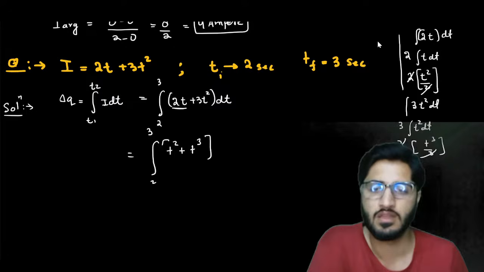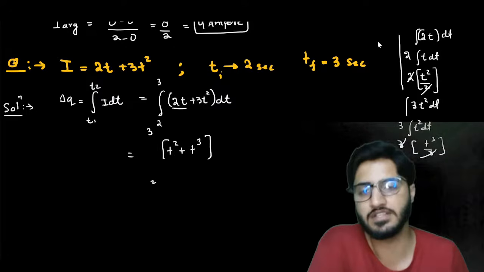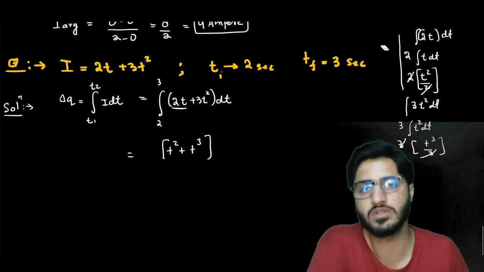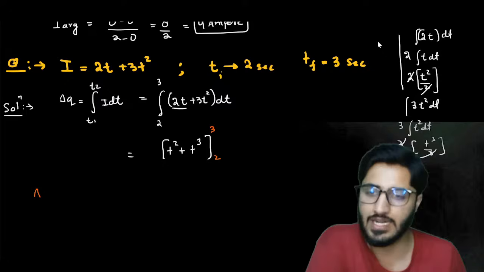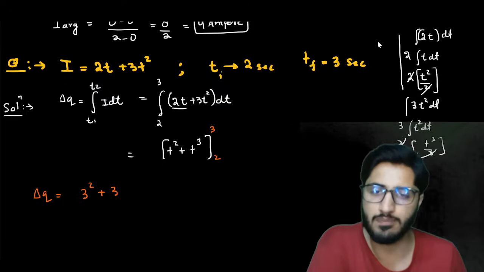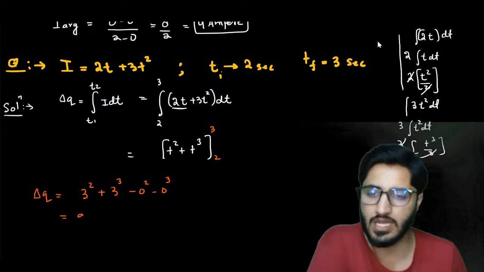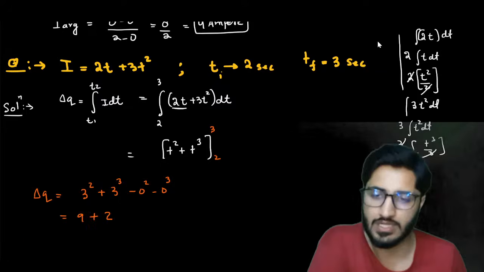So I don't need to write the integration sign now because I had done this one. Upper limit is 3, lower is 0. So I can write delta q equals to upper limit is 3. It is 3 square plus 3 power 3 minus 0 square minus 0 power 3. 3 3 are 9, 27.